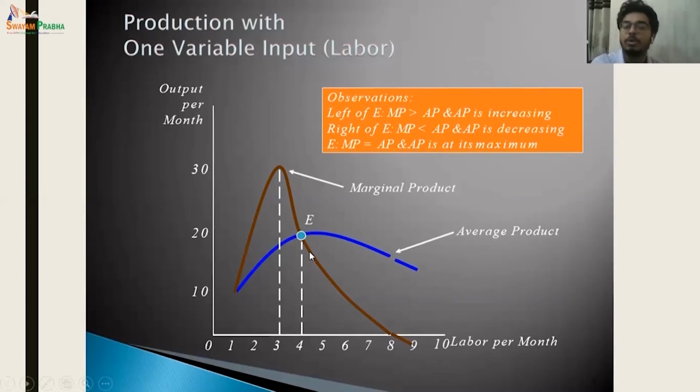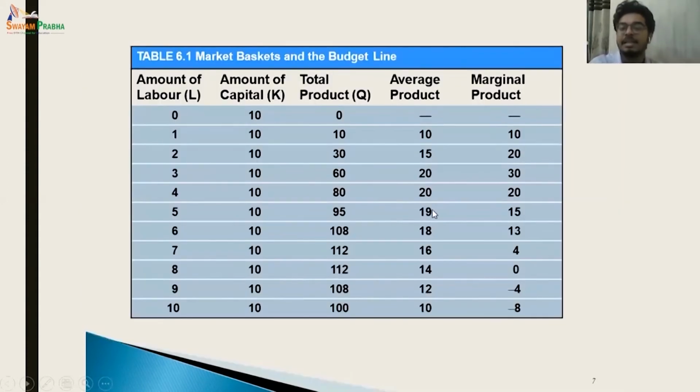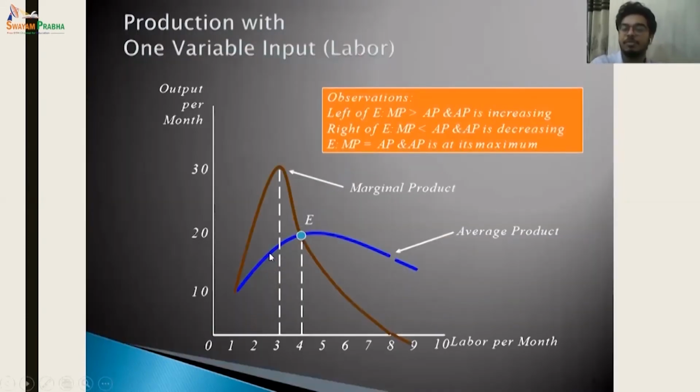Okay. And what we observe for average product, till the fourth input, it was increasing. After the fourth input, it starts decreasing. Let us see. Till the fourth input, it has increased 10, 15, 20, 20, and after that, it has decreased 19, 18, 16, 14, 12, 10. Yes, and after 4, it has started decreasing.